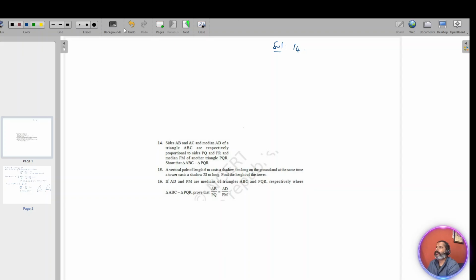Okay, I will write at the left of this screen. Solution 14. Sides AB and AC and median AD of triangle ABC are respectively proportional to sides PQ, PR, and median PM of triangle PQR. Prove that triangles ABC and PQR are similar. Let's draw the figure. ABC is a triangle and there is a triangle PQR as well.